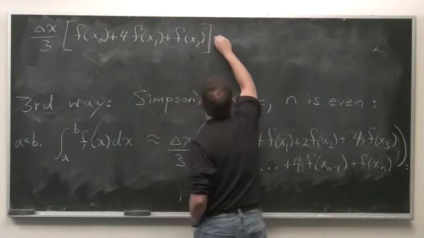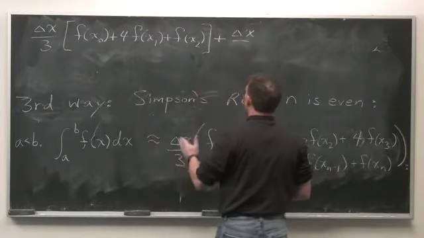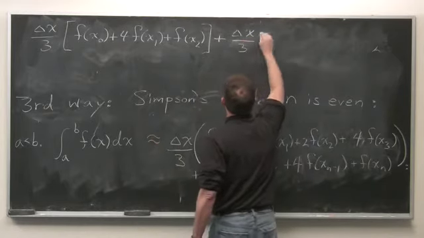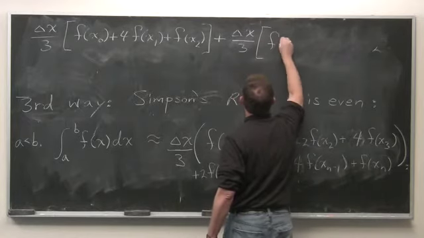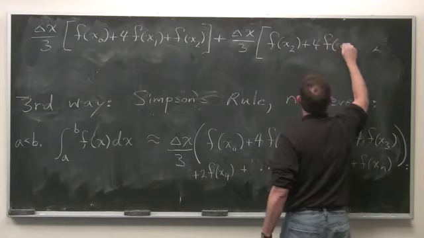But then over the next pair, we would approximate. So that means we start at x2 and go to x4. We would approximate by this.